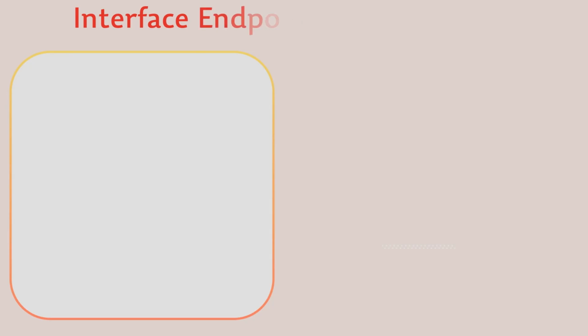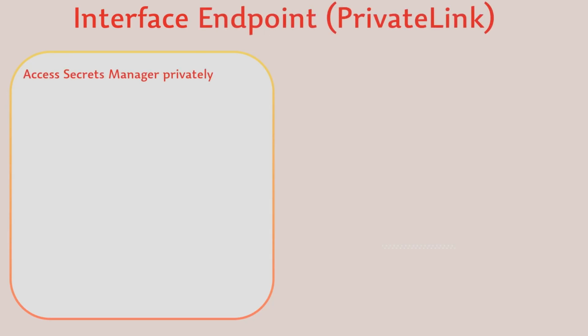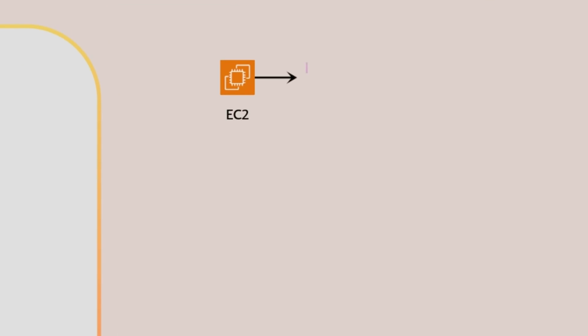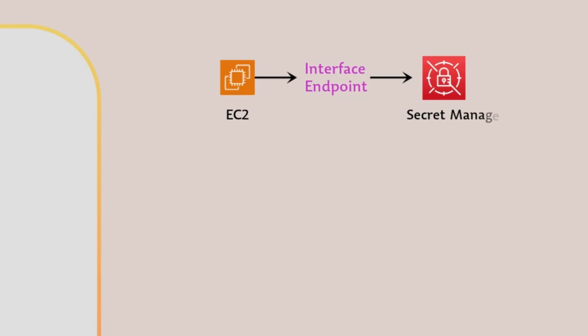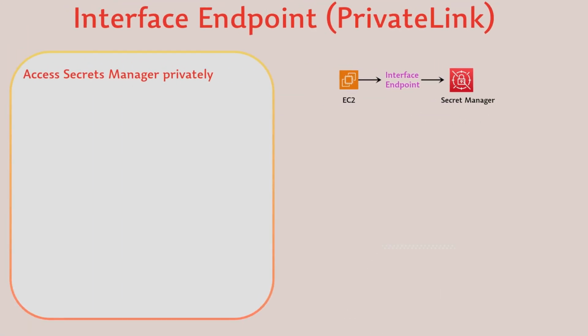It accesses Secrets Manager privately. Example, EC2 can go to Secrets Manager and access the secrets with the use of an interface endpoint. No internet required. Session Manager can access without public IPs. Example, EC2 instances in private subnets. No SSH, no bastion host. Administrators connect via Systems Manager.